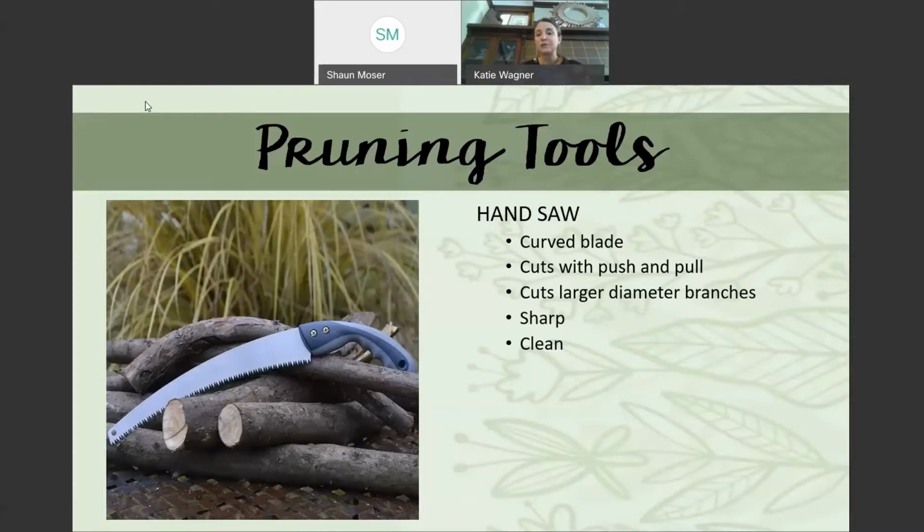You should keep them sharp and clean, but again, I go a little bit less expensive on these, and then I just purchase a new one when my old one is getting dull.